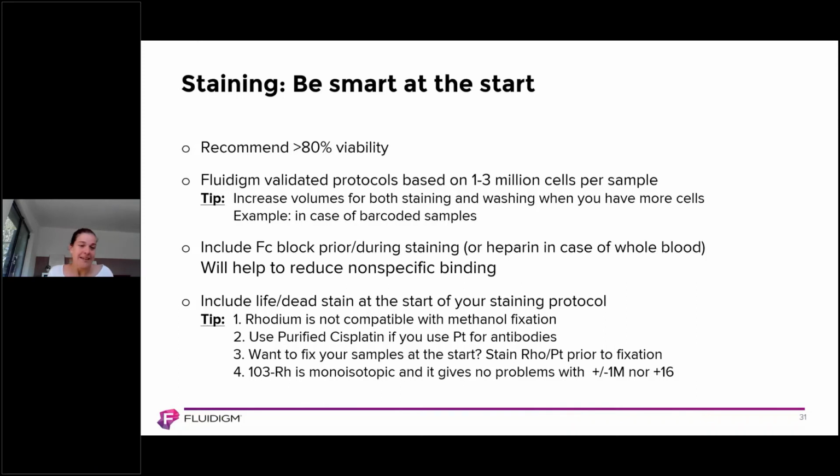If you want to work on a fixed sample, just do your live/dead staining before. So if you want to do phosphostaining and you have a stimulation and then you fix the cells before your staining, do your live/dead staining during the stimulation. It could be a good point. And just keep in mind that the rhodium is mass 103, so you will not have any issue in plus 1 and plus 16 because there is nothing in this channel normally.